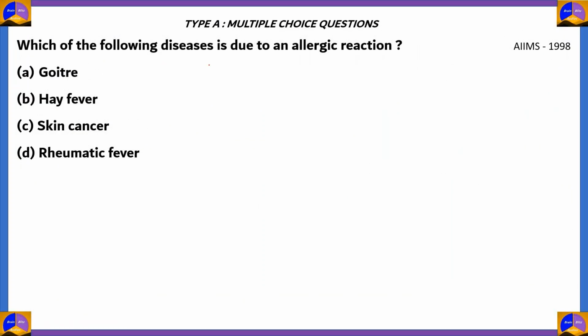Which of the following diseases is due to an allergic reaction? So we need to find out which of these is caused by an allergic reaction of the body. Let's look at each of our options. Option A, goiter. Goiter is the reduction of thyroxine production. So an important hormone in the body is thyroxine, and it is reduced in the presence of goiter.